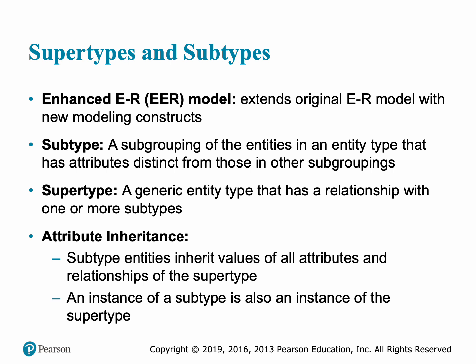Attribute inheritance comes in terms of subtype entities inheriting values of all attributes and relationships of the supertype, whereas an instance of a subtype is also an instance of the supertype. Let's look into this in a little bit more depth in the upcoming slides.